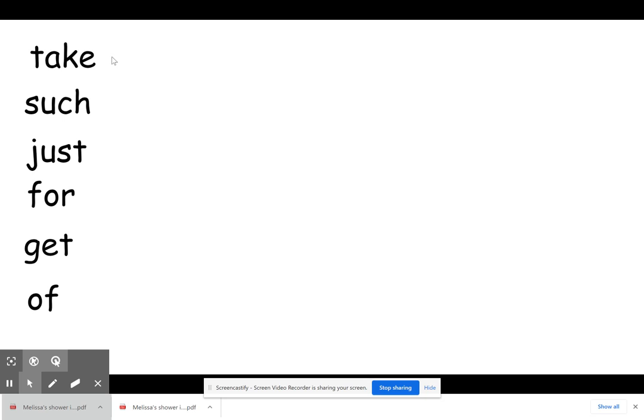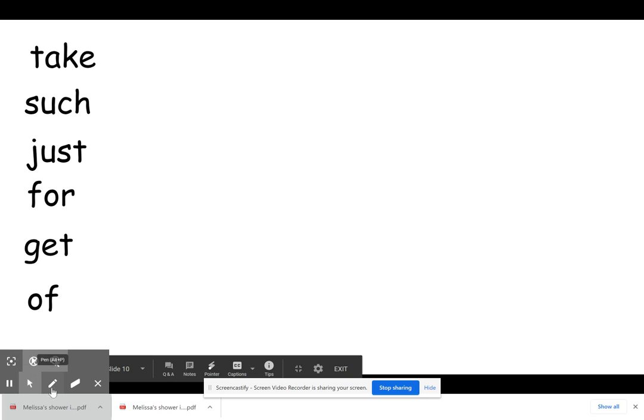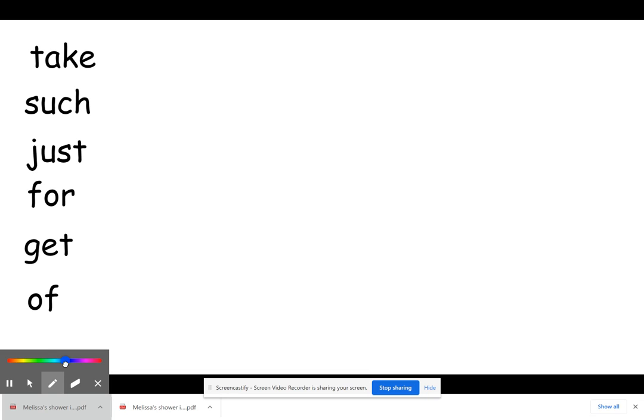So here are the six words that we've been practicing. We have take, such, just, for, get, and of. And so we're going to start off with the word take. And remember, when we make stair steps, we start with one letter, and then we do two letters, three letters, until we make it all the way through the word. So for take, start with a T.